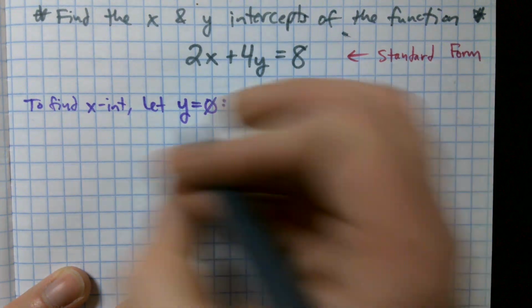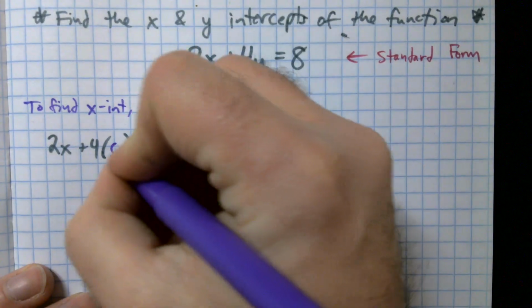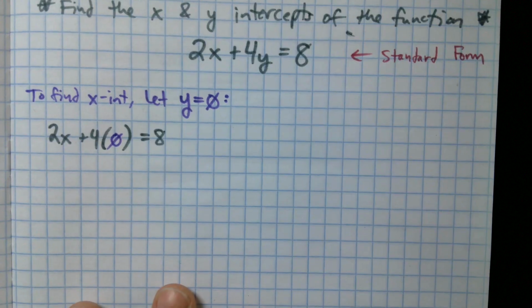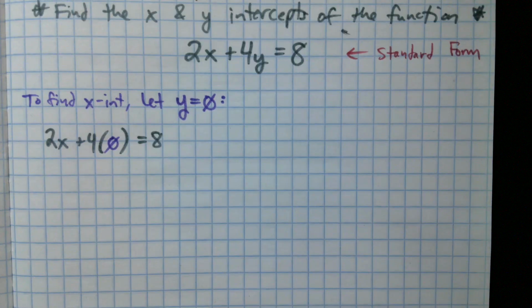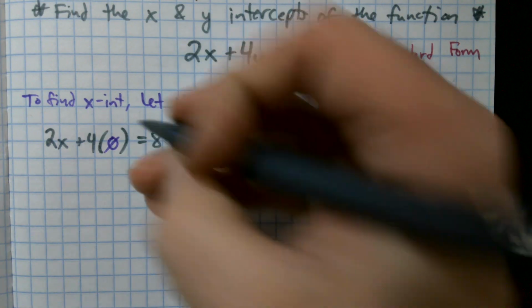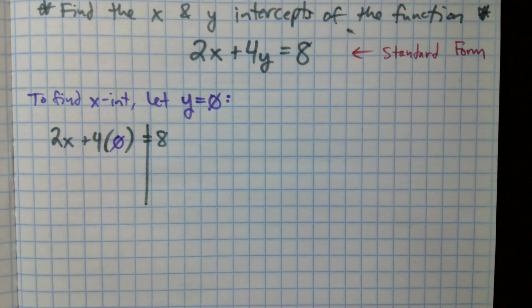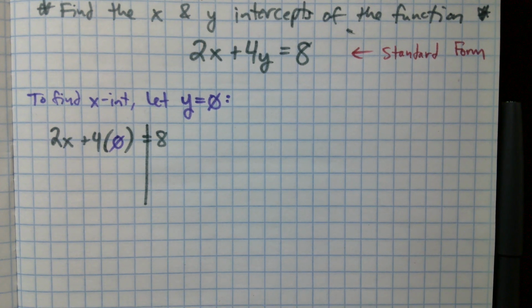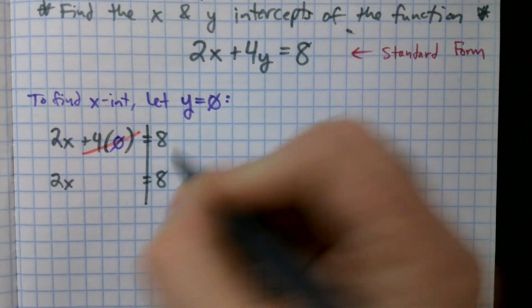So this standard form equation turns into 2x plus 4 times 0 equals 8. Now we're right back at home with our equation solving. I'm going to split my equal sign down the middle so I know which side is which. You guys remember this, right? Yeah. Okay. What is 4 times 0? 0. Now I'm not going to write plus 0. I'm just going to cross those out because I don't need them. And that leaves me with 2x equals 8.